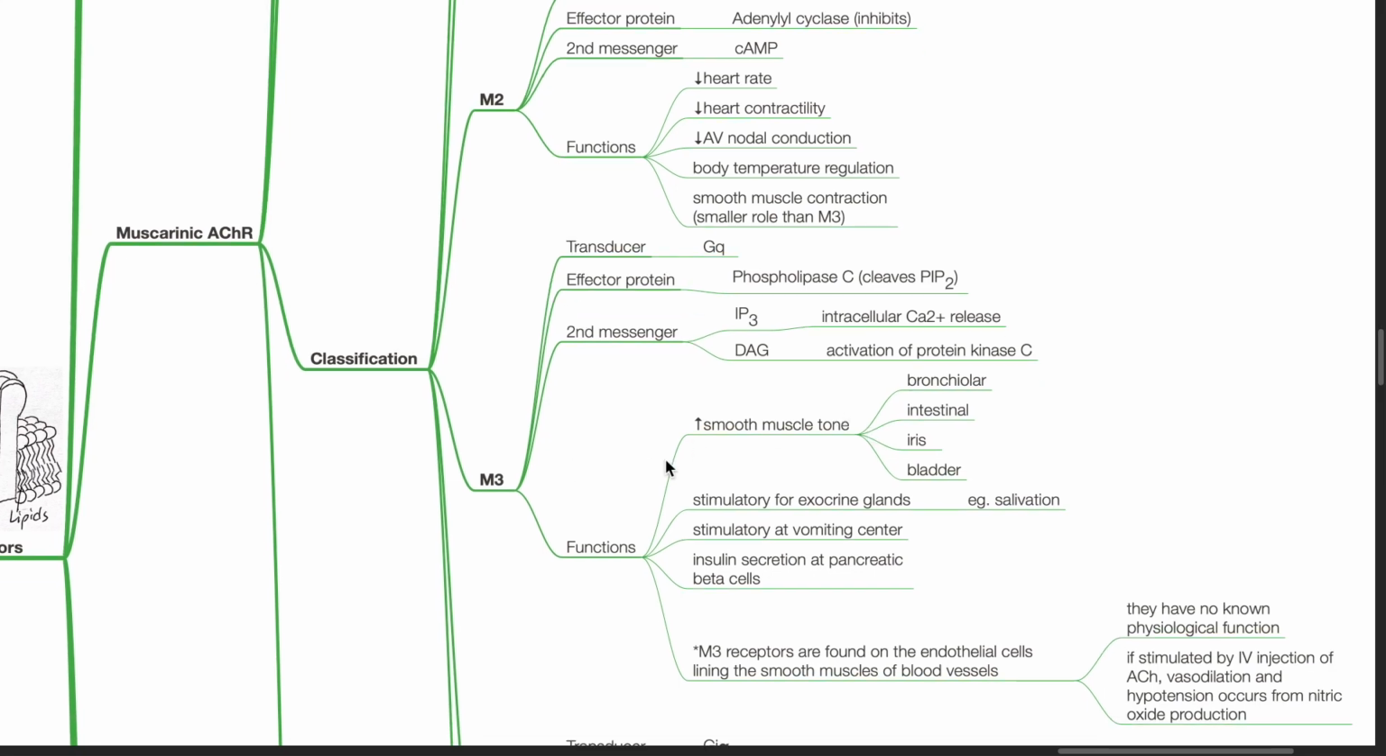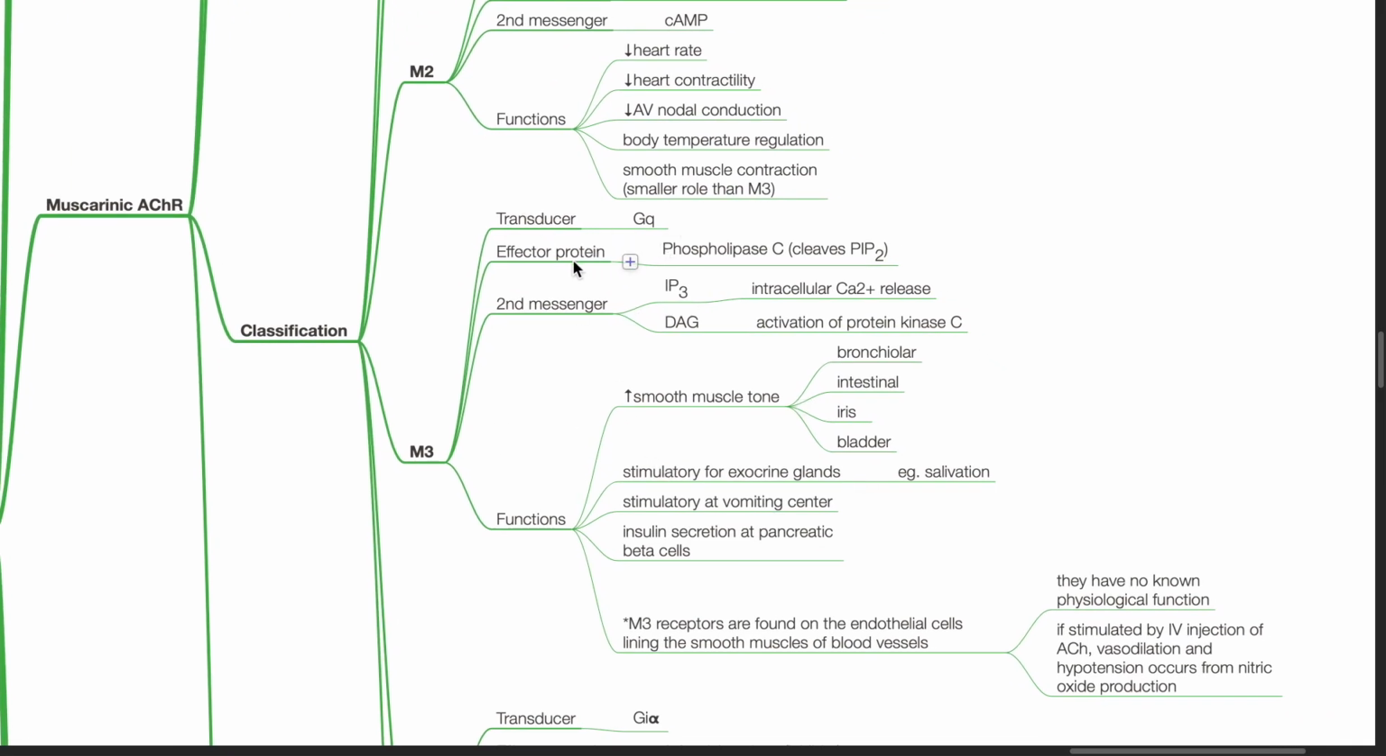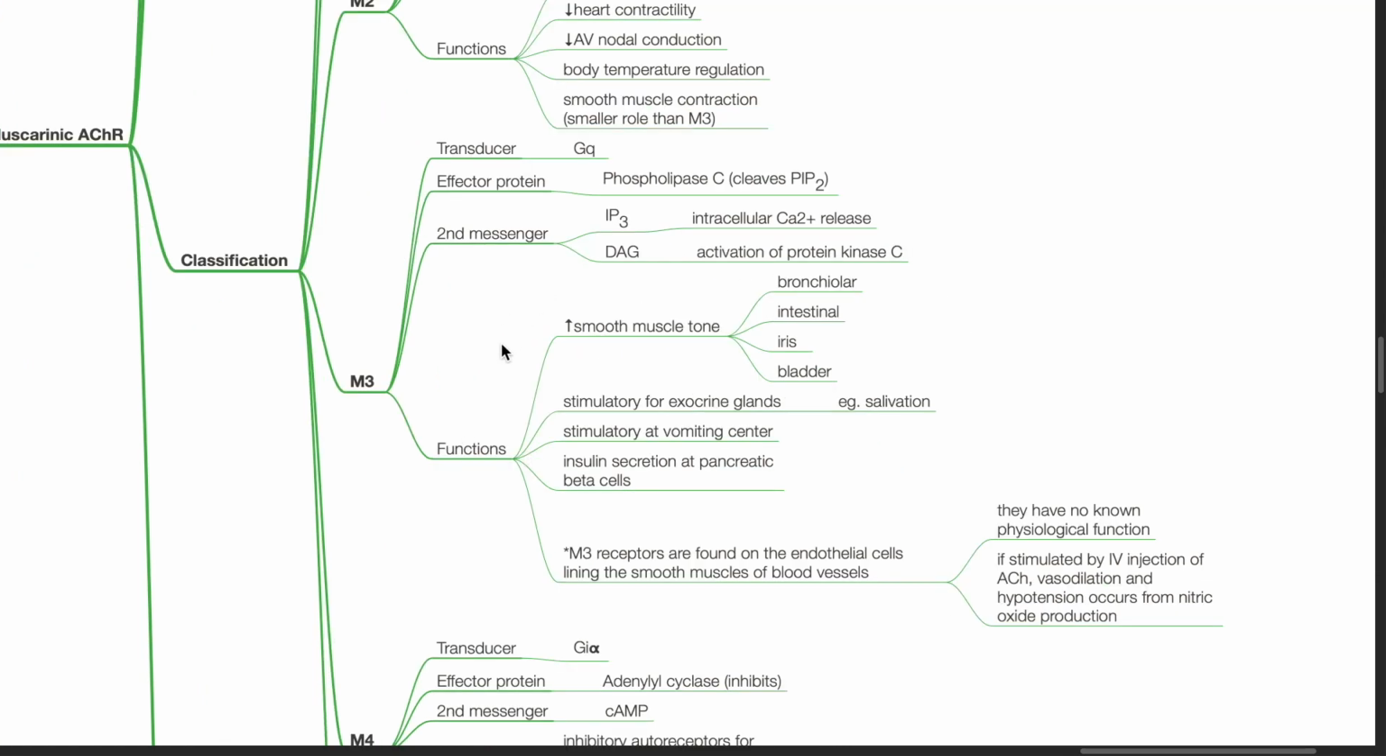M3. Transducer is Gq. Effector protein is phospholipase C. Second messenger is IP3 and DAG. Functions include increase in smooth muscle tone in the bronchioles, intestines, iris, and bladder. Stimulatory for exocrine glands, for example causing salivation. Stimulatory at the vomiting center. Insulin secretion at pancreatic beta cells.